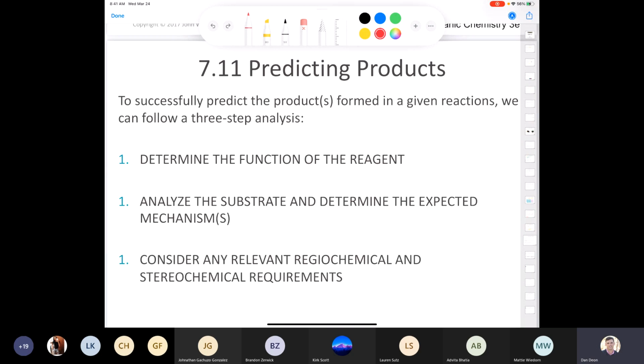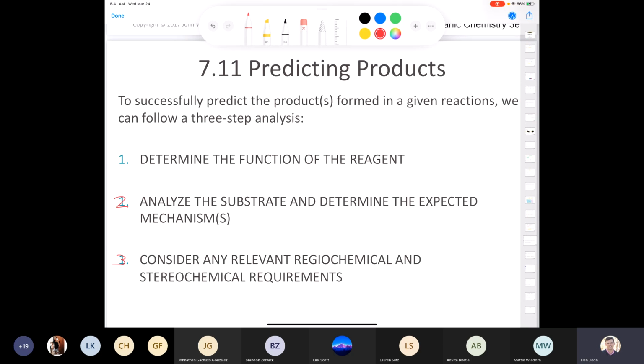Here's a three-step analysis that you can do. It's just 3 steps. First, you look at your reagent. That's where I like to start. It's just what I like to do. I like to look at the reagent first and say, hey, is this a good nucleophile? Is this a good base? What kind of base is it? Is it strong, weak, that kind of thing?